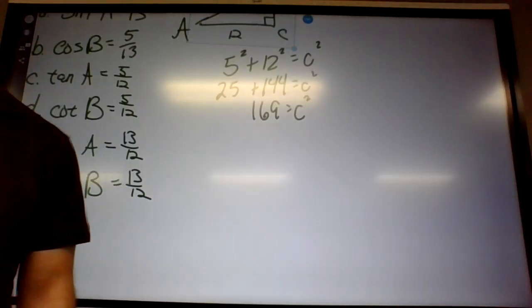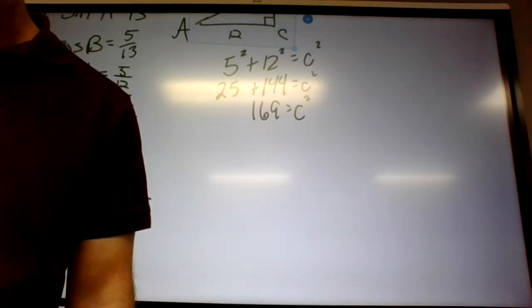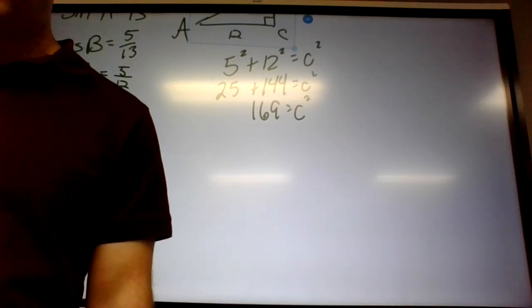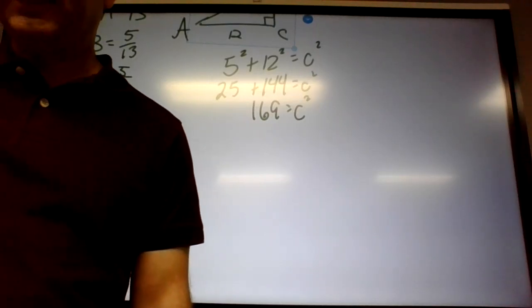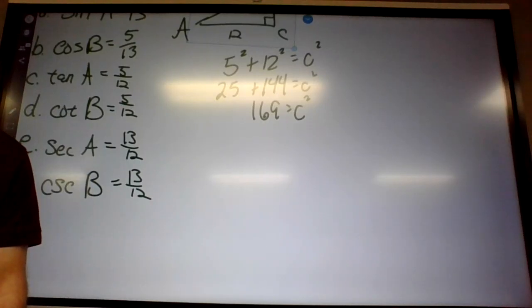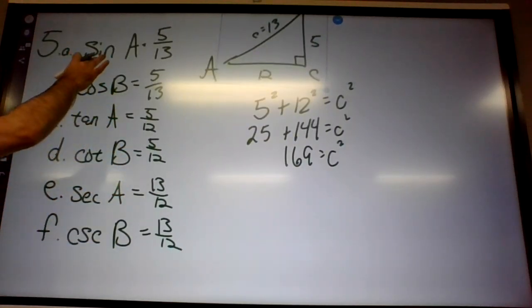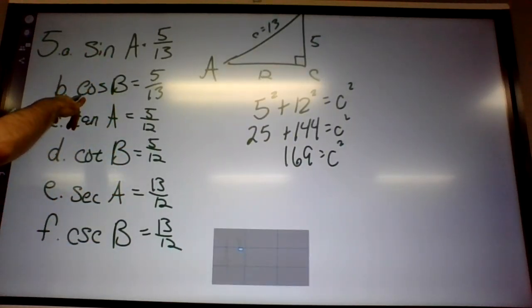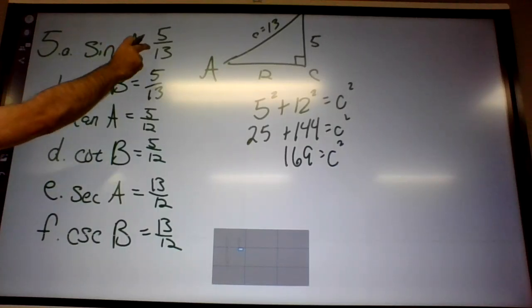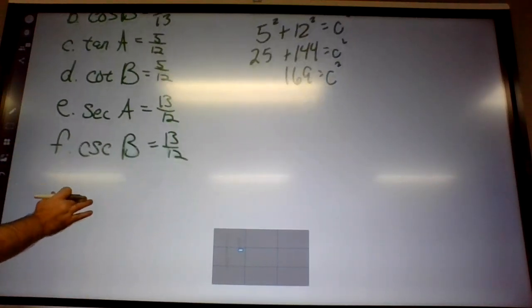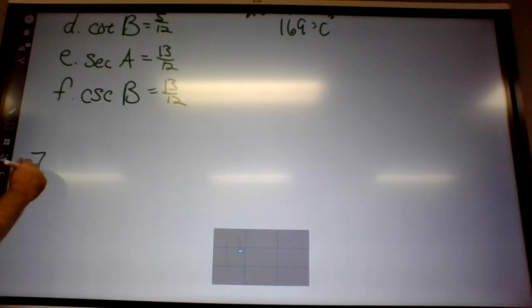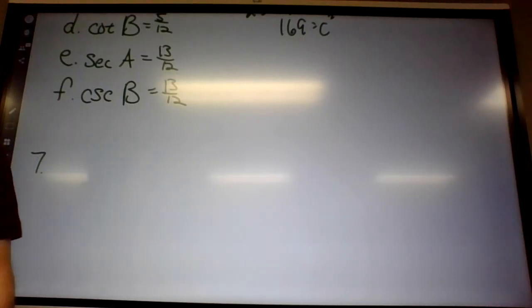Okay, what was 7 or 6? All right. So on 6A, they're using the same picture. What do you notice about sine of A and cosine of B? So they're referencing the problem we just did. What do you notice about sine of A and cosine of B? They're equal. Yeah, they're the same. So that's all they wanted. They wanted you to notice they were equal.